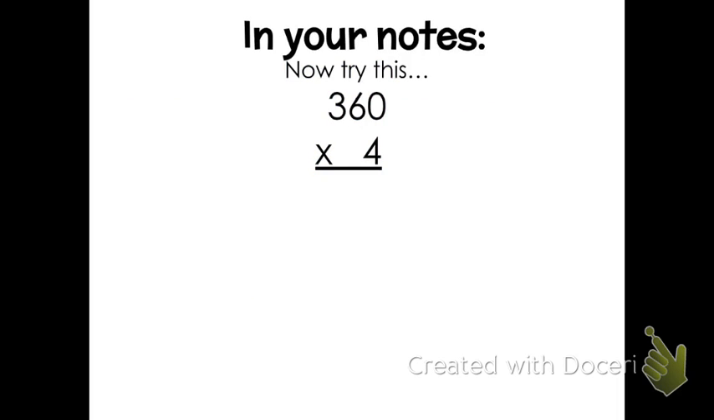Now I want you to try this one in your notes. 360 times 4. We're going to do this one using standard algorithm. I start with my 4 and do 4 times 0, which gives me 0. Then I go 4 times 6, which will give me 24. So I have to write down my 4, and this time I regroup and I carry my 2. 4 times 3 gives me 12, plus the 2 I carried would give me 14, so the answer is 1,440.